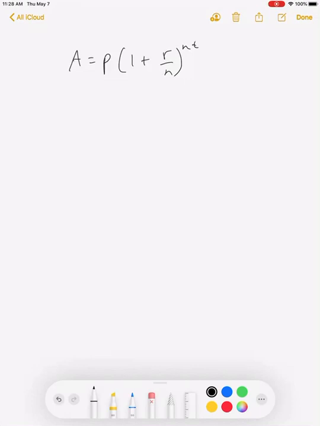Okay, quick tutorial on number 2 from the test. So here I have the formula for the compound interest. A is the amount you end up with, P is the principal or what you started with, 1 represents 100%, so that's your money, and then adding to that, the R is the interest rate, and then the N is how many times that interest rate happens over a year, and T is the number of years.